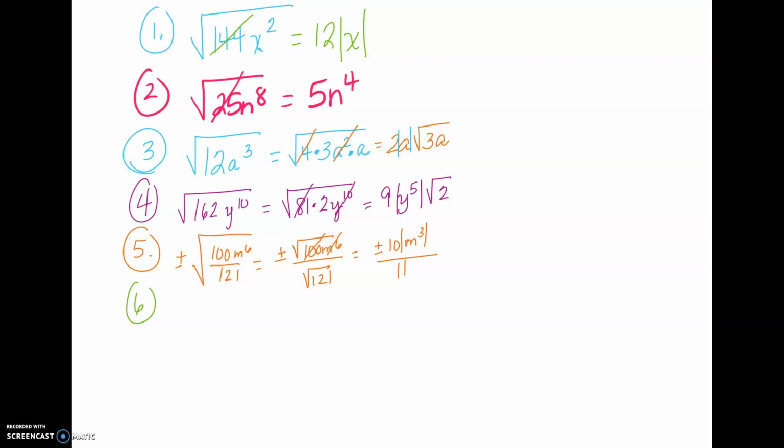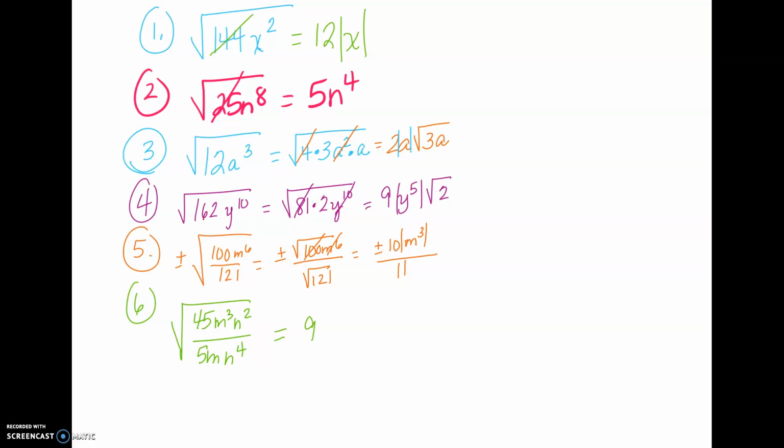Number 6. Okay, this is a good one. The square root of 45 m cubed n squared over 5 m n to the 4th. Okay, this is all under the radical again. So in this one, the easiest thing to do is go ahead and simplify it. So this becomes 45 divided by 5. That's 9. 9 stays on top.